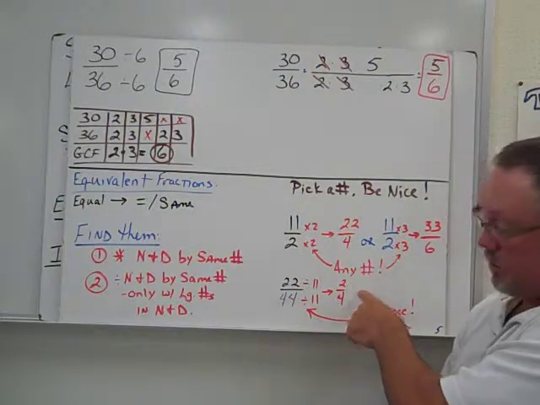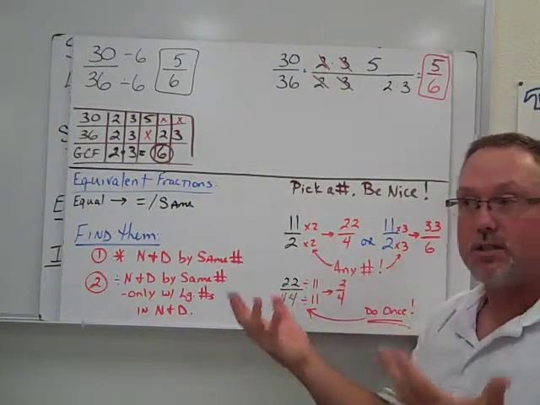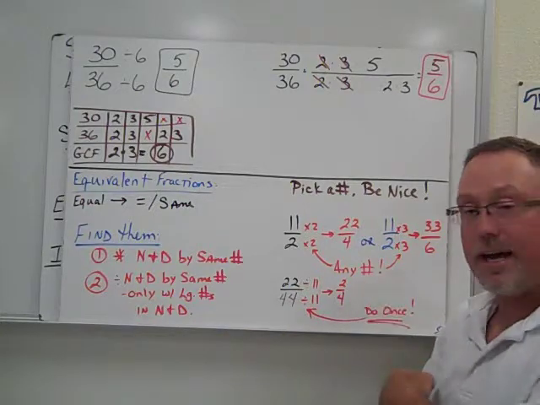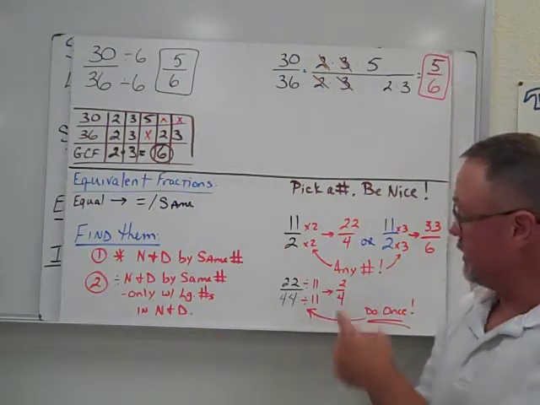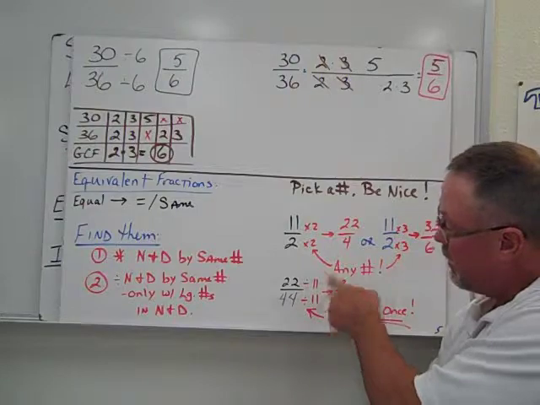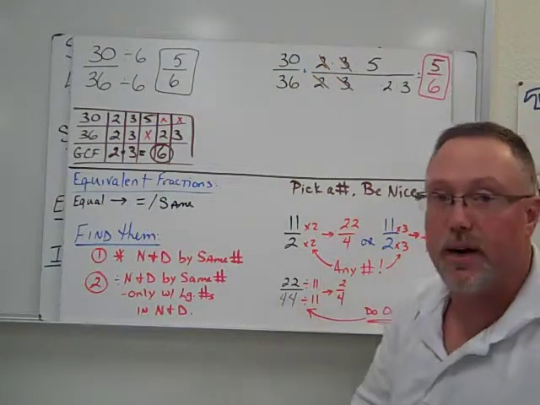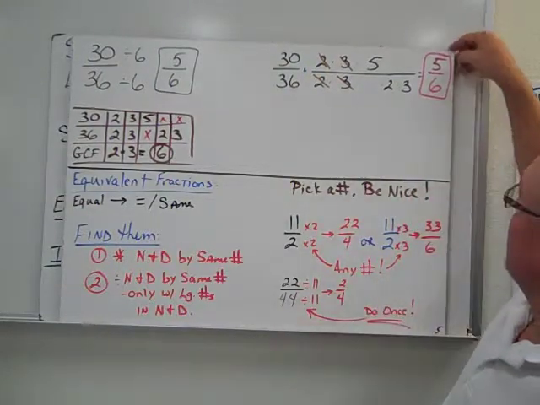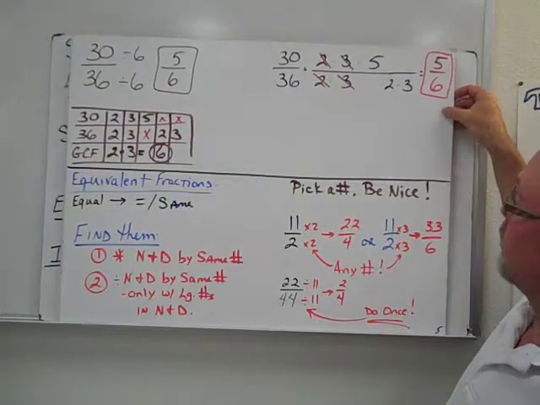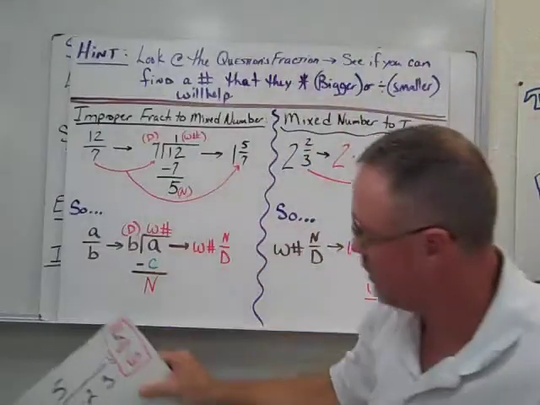I could take this and multiply 2/4 times 2 and get 4/8. Again, equivalent. As long as you're dealing with the same number, whether you're multiplying or dividing, you're fine with that. And that's going to be able to work you through that one pretty simply.